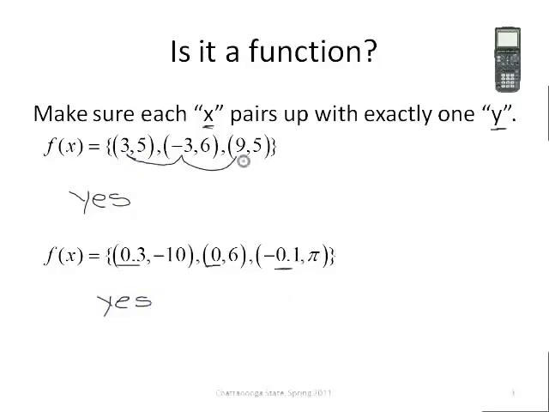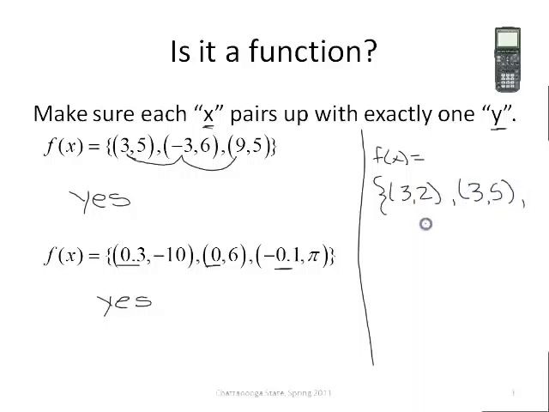Now, if I wanted to change that to make an example that is not a function, let's take a look at the example where I have ordered pairs (3, 2), (3, 5), and (4, 7). Here, because I have two different points that have the same x coordinate, this example is not a function.